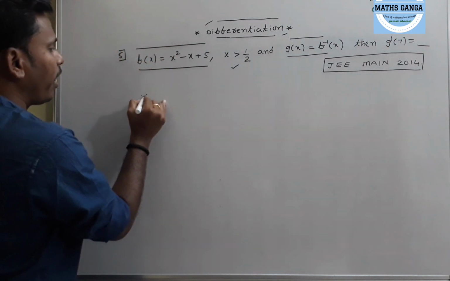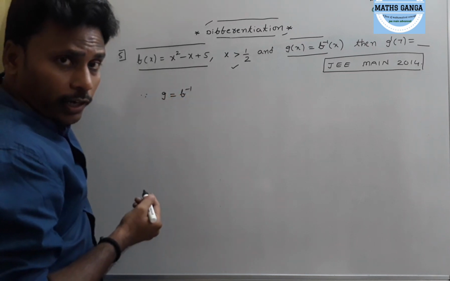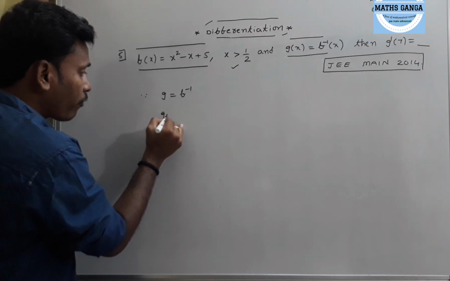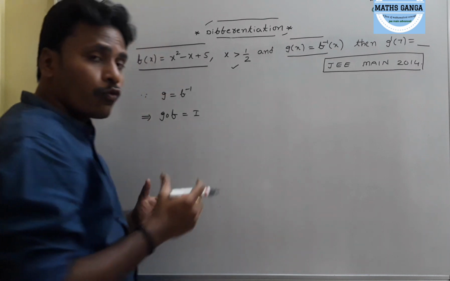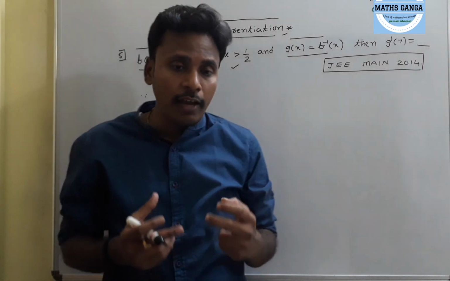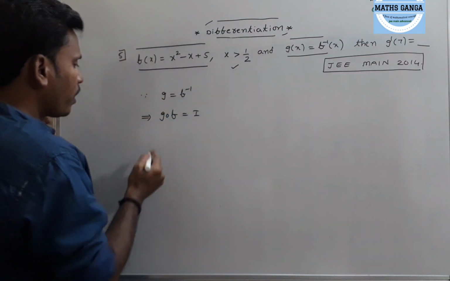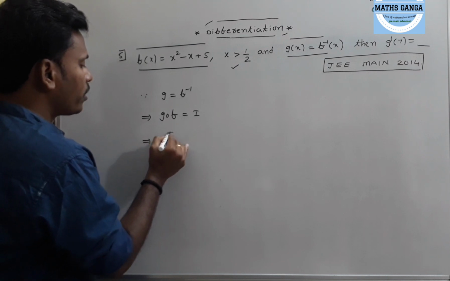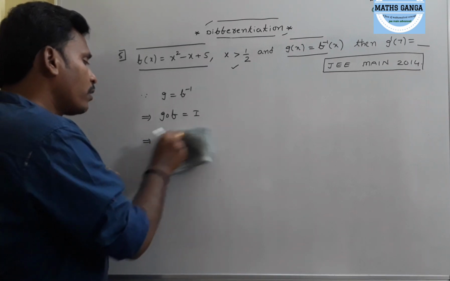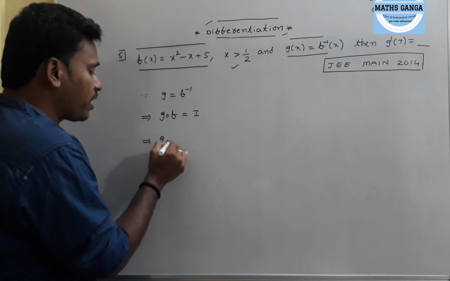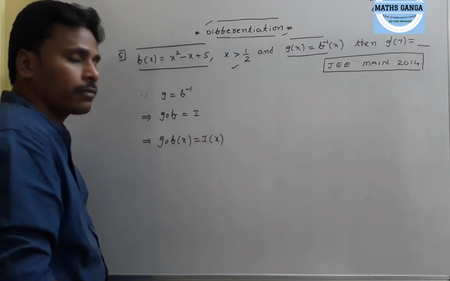Since g is f inverse, what we need to write? g circle f is identity. Since these two are inverses of one another, the composition of those two functions generates identity. See, g circle f is identity as well as f circle g is identity. So now I am just taking g circle f. Since g circle f is identity, you just take x on both sides. It can be written as g circle f of x is equal to identity of x.